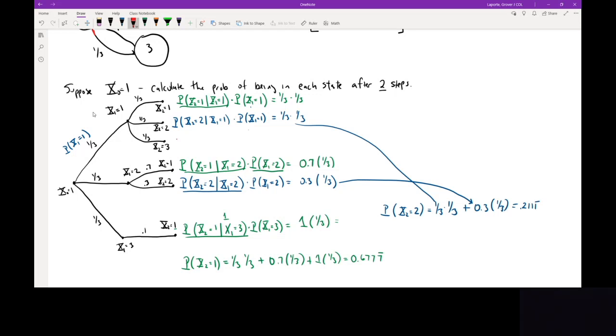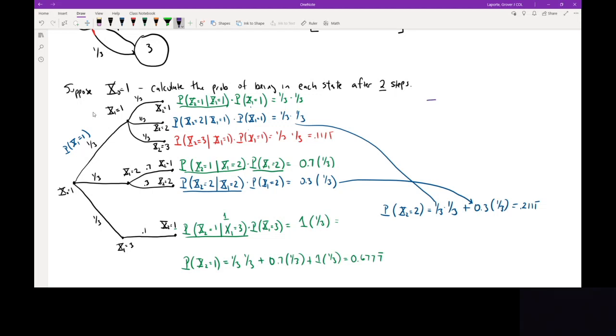So the last one is just this simple one right here. The probability that X2 is equal to 3 given that X1 was equal to 1 times the probability that X1 is equal to 1 is equal to 1/3, which we know is 0.111 repeating. So if I was going to summarize all of these, and I can do that in purple here, I would have the probabilities for each one of these particular states.